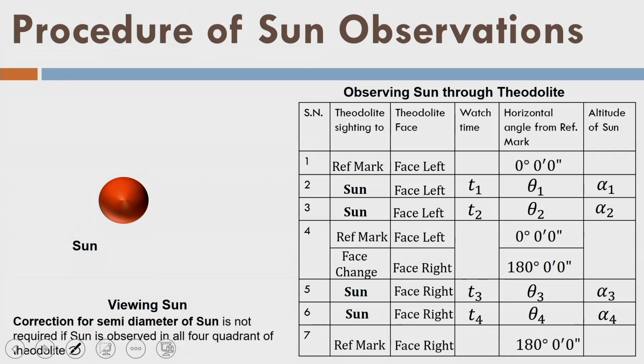By measuring the sun in 4 quadrants, I need not apply the corrections for the semi diameter because I have measured the sun 4 times. So I need to apply 4 corrections. These 4 corrections will be compensating each other from the left to right and top to bottom. So positive correction, negative correction, right correction, left correction, they will compensate each other and they will cancel out. Okay, that's the idea here.